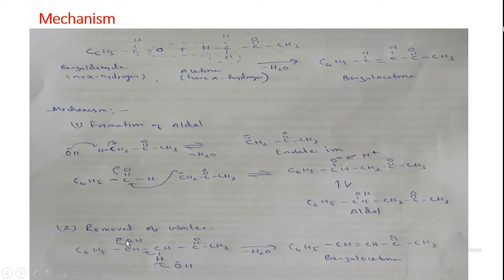So what will happen, from this aldol one water molecule will be removed to form the final product as benzyl acetone. Okay, it is alpha beta unsaturated carbonyl compound. So you see your C6H5CHOH, this aldol. So this CH2, I have given CH and H. So OH from water will abstract out this proton, that is H.